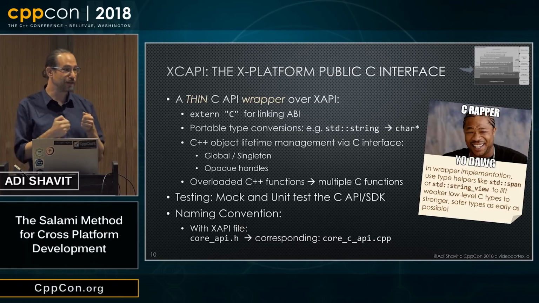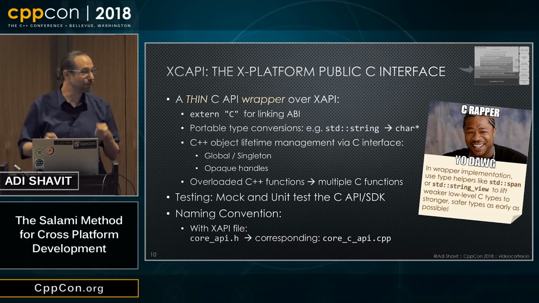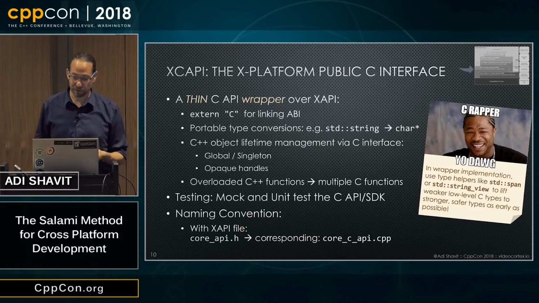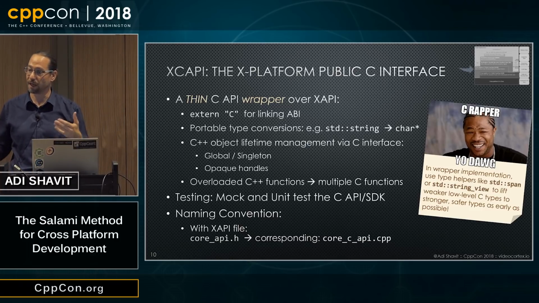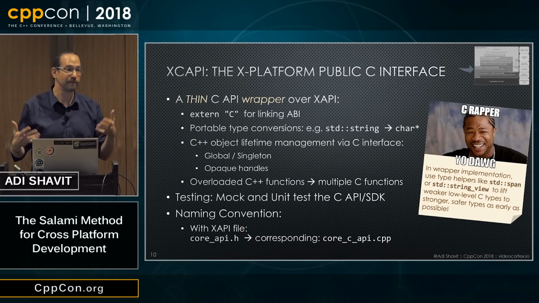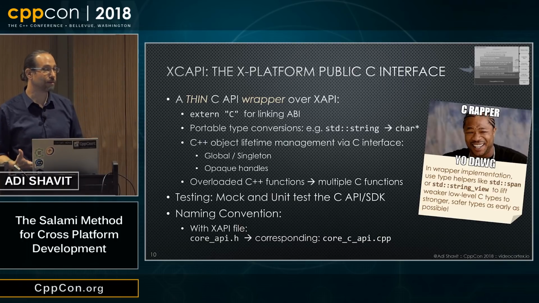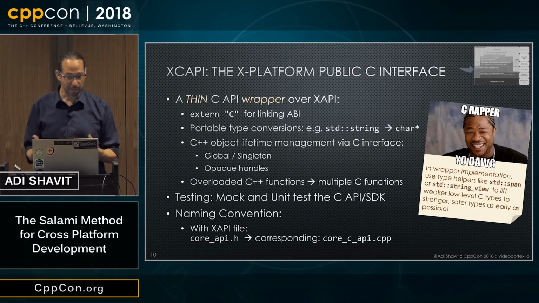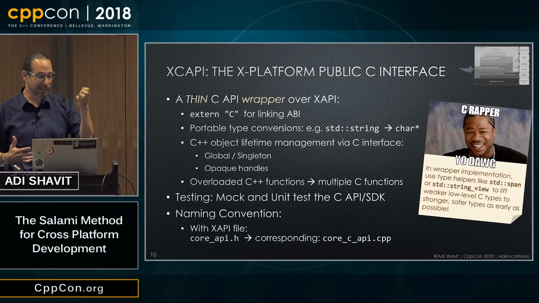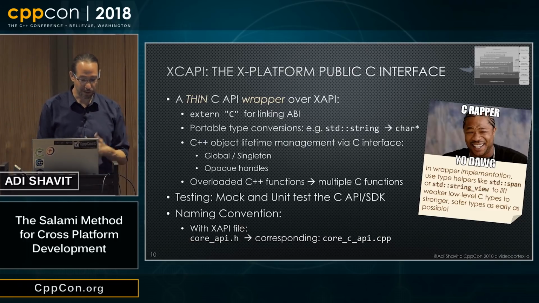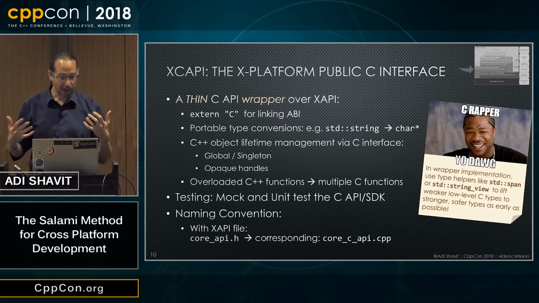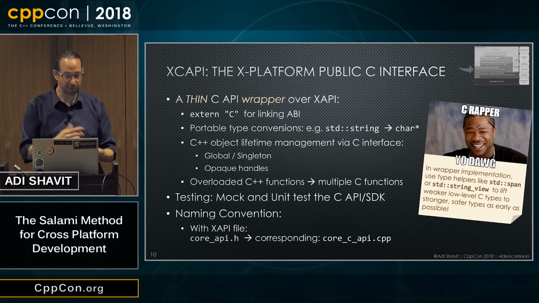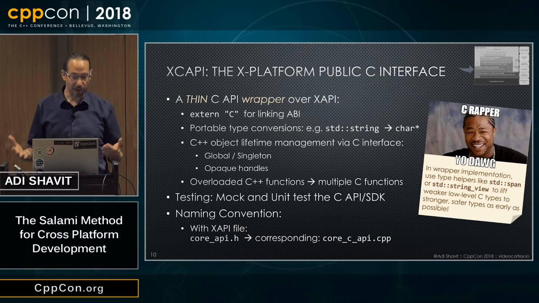And C has a very stable and simple ABI. It allows linking between different compilers, different builds. And this is extremely important, for example, for inter-language interoperability. So anything can typically load either C binaries, maybe as shared objects or other types of binaries. And the typical thing we see in this layer is the extern C. Essentially, I'll show an example in a minute. This is a good place to do portable type conversions, for example, from string to char star.